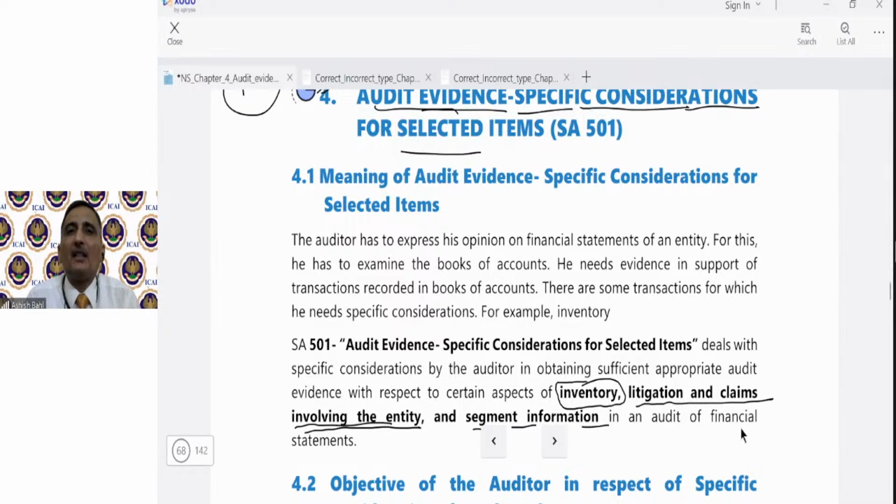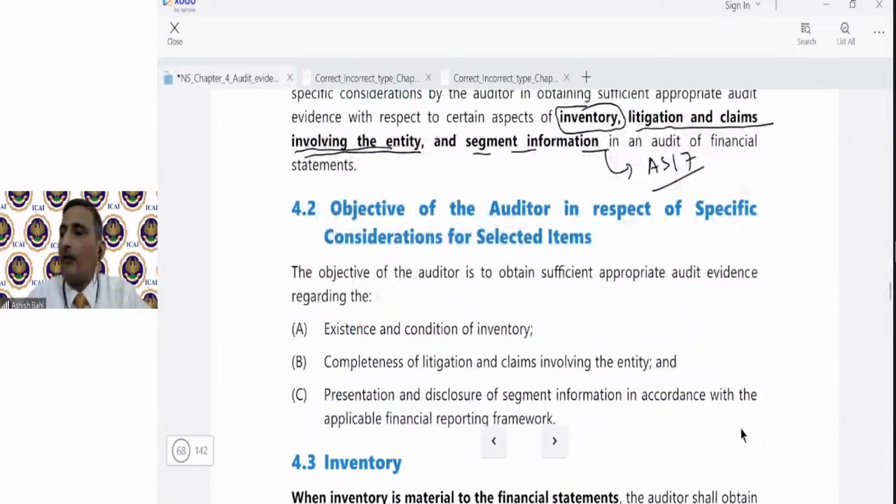And segment information. Segment information is when the company deals in, say, different types of products and services, or when it deals in different geographical areas where different laws apply. So the information has to be presented segment wise in accordance with AS 17, Accounting Standard 17. You will be reading about it in Accounting Standard 17, and then you would gain a better understanding. But here we have to see it from the perspective of an auditor.